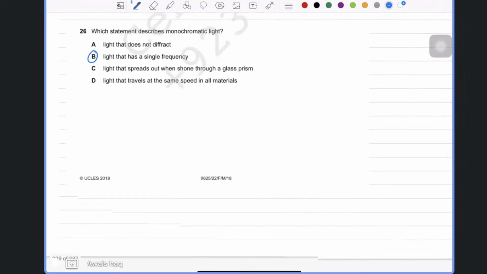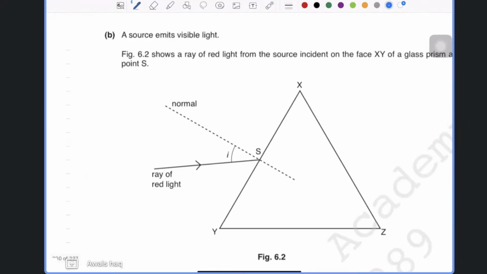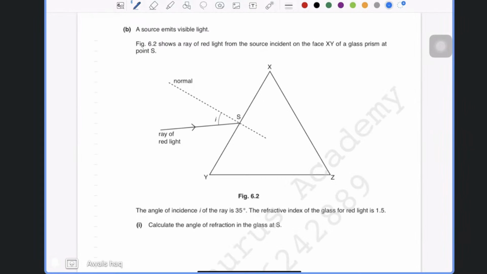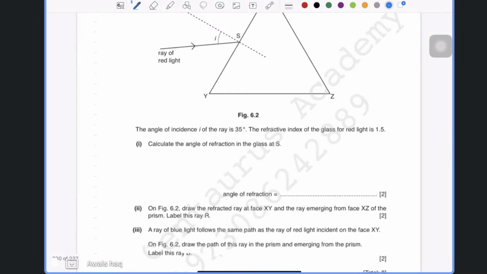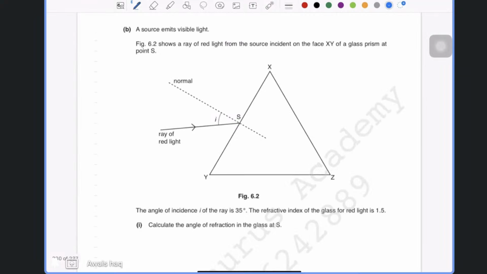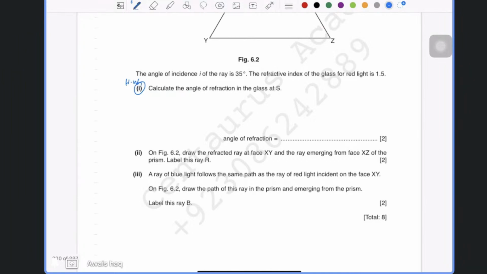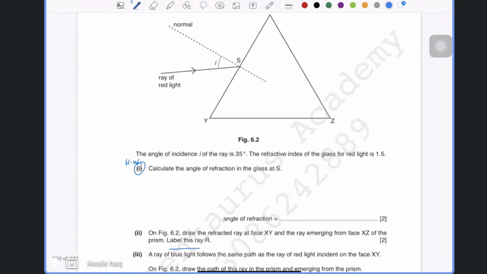Then I'm gonna go forward. This question is from light, so I want you guys to do this, but I'm gonna do the other one. It says on figure 6.1, draw refracted ray XY, ray emerging from face Z, and label ray R. Whatever angle this is, you're gonna do like this. It's gonna bend a bit, and then you draw a normal line and it bends a bit more.